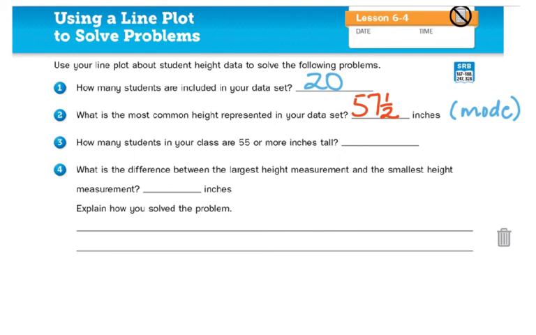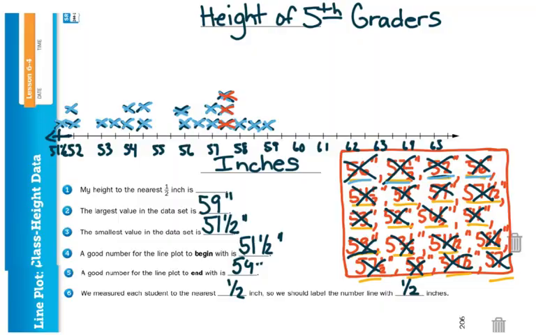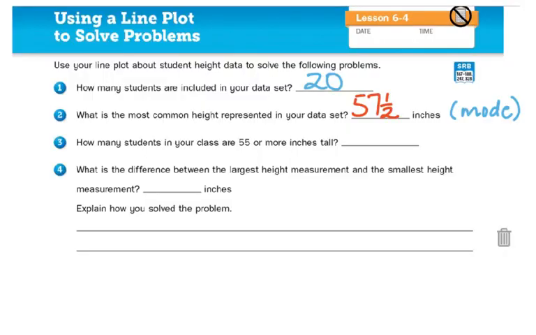How many students in your class are 55 or more inches tall? So we have to start with 55, which would be here, and anything greater than that. So count up the X's that come at 55 inches or after. 1, 2, 3, 4, 5, 6, 7, 8, 9, 10, 11 students.